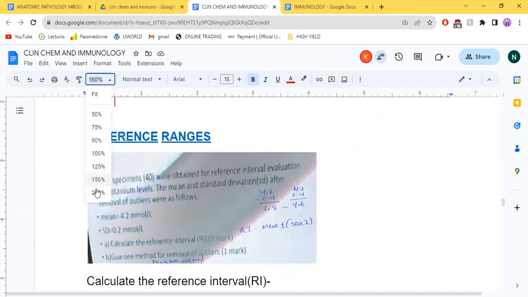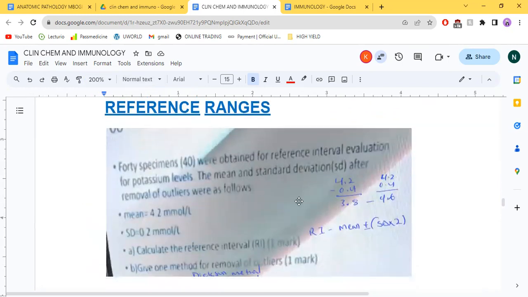Then provide one of the commonest causes why we could have this derangement. Vomiting and diuretics. Let's do this other question now. For reference interval evaluation for potassium levels, the mean and standard deviation after removal of outliers were as follows. Mean 4.2, standard deviation 0.2, calculate the reference interval.